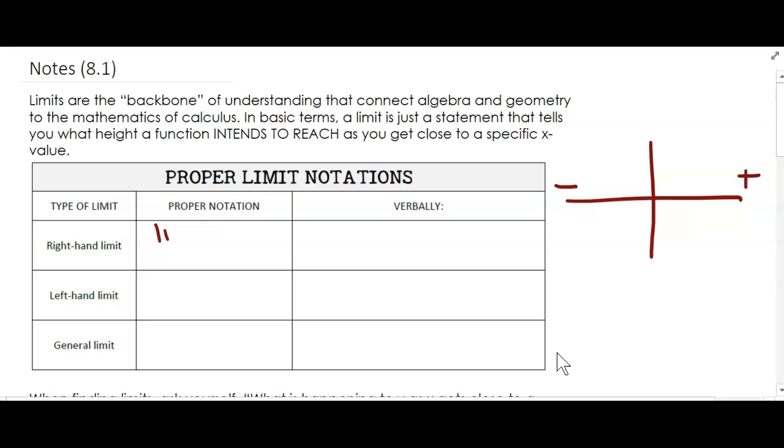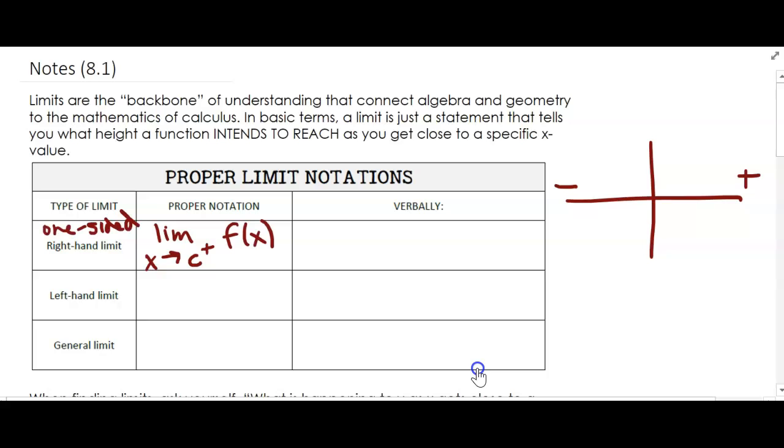Now, of course, this is going to be any number. I'm going to represent it with the letter c, just because that stands for a constant. C is a number. It is a constant. So the limit as x approaches c from the right, so from the positives, of f of x, that is going to be my right-handed limit, which is a one-sided limit.